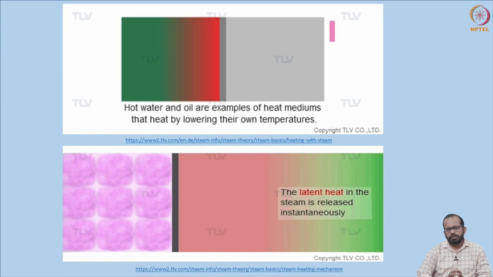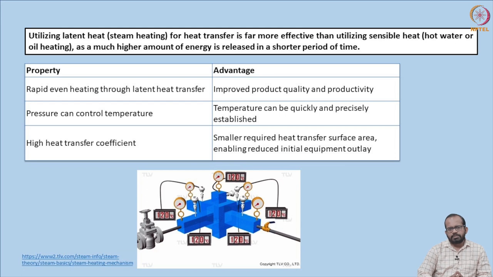So hot water and oil are examples of heat mediums that heat by lowering their own temperature. What happens is when you use hot water or hot oil, the oil basically transfers the heat to the colder body by reducing its own temperature. But in the case of steam, it transfers the heat that it carries by condensation or phase change. So that is why the latent heat in the steam is released instantaneously. So the heat transfer is much faster in the case of steam compared to hot water or oil. So using latent heat or steam heating for heat transfer is far more effective than utilizing sensible heat or hot water or oil heating, as a much higher amount of energy is released in a shorter period of time.